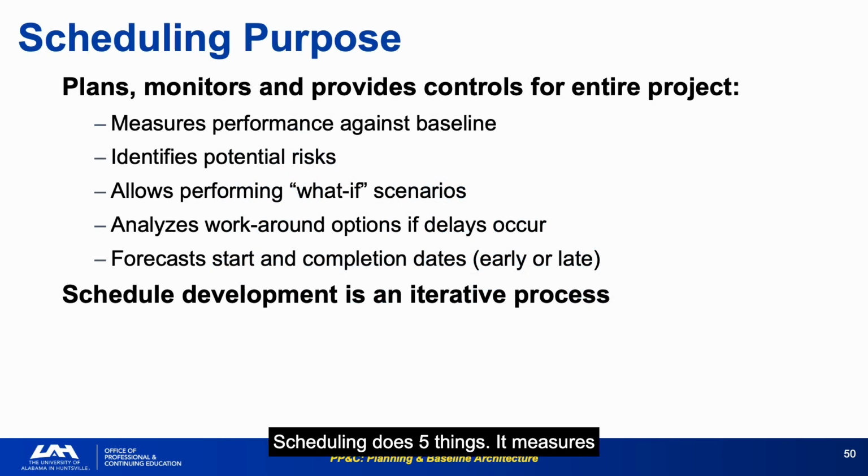Scheduling does 5 things. It measures performance against baseline, identifies potential risks, supports what-if scenarios, analyzes workaround options, and forecasts start and completion dates. A key insight: schedule development is an iterative process. The schedule you build at the start of Phase B is not the schedule you'll have at PDR. It evolves as requirements mature, risks are identified, and the design stabilizes.